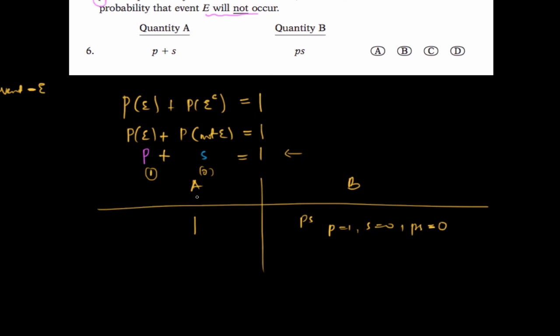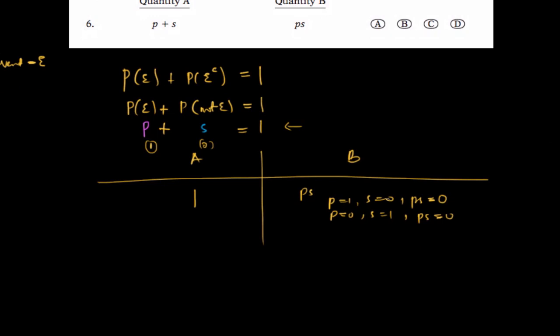So for this condition here, A is greater than B. And similarly, when P is 0 and S is 1, then the product, that is PS, would also give you 0. Now you note the numbers I'm choosing must satisfy this condition here, that is 1 plus 0 is 1, 0 plus 1 is also 1. And since these are the extreme cases, the other case you can consider is only numbers less than 1, because we're dealing with probability here, and the probability must not be greater than 1. So this is for case 1.